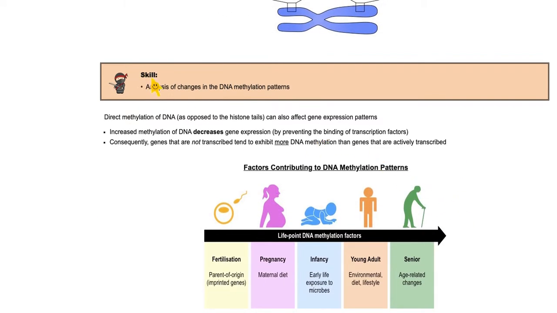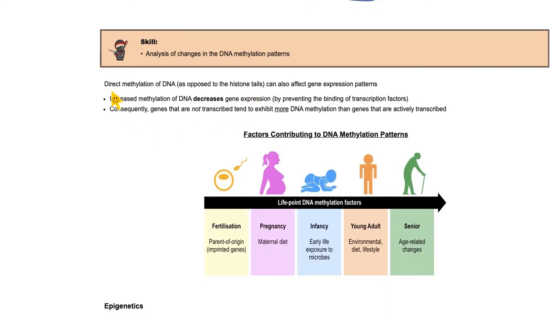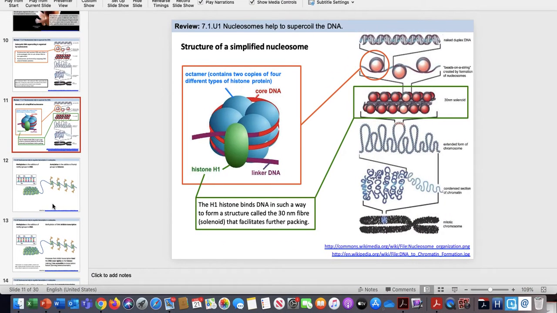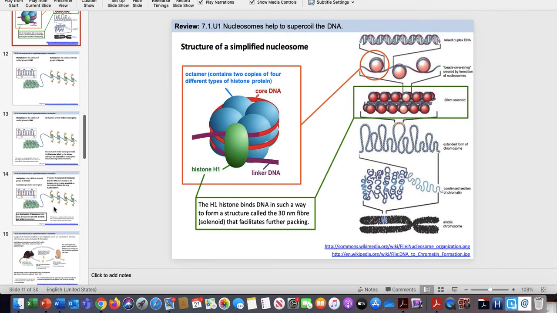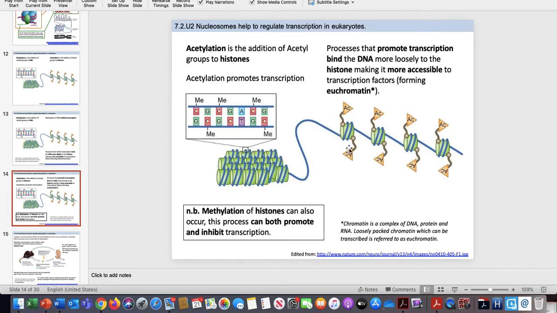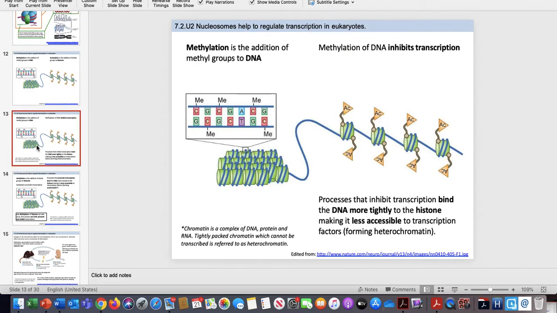So let's look at one of the skills, which is analysis of changes in the DNA methylation pattern. So it says here that direct methylation of DNA as opposed to the histone tails can also affect gene expression patterns. So here in your notes, you looked at both acetylation and methylation. And here, let's look at methylation. Here you see how the actual DNA structure is methylated, right? So you're adding this methyl group to the actual DNA and not the histone proteins.